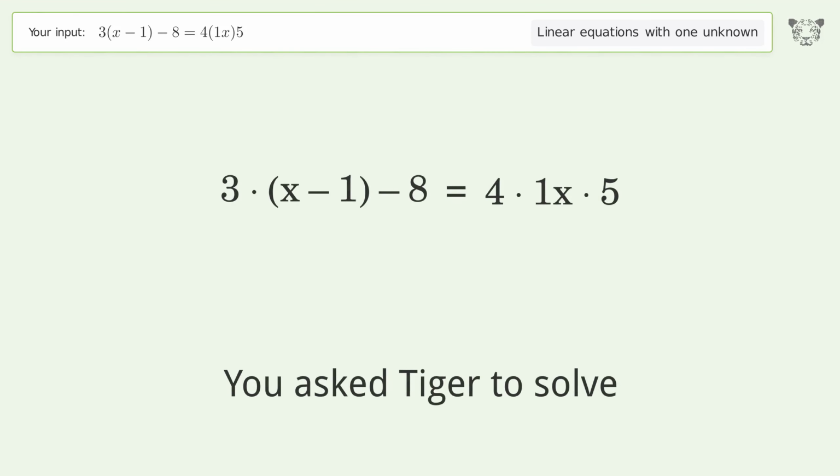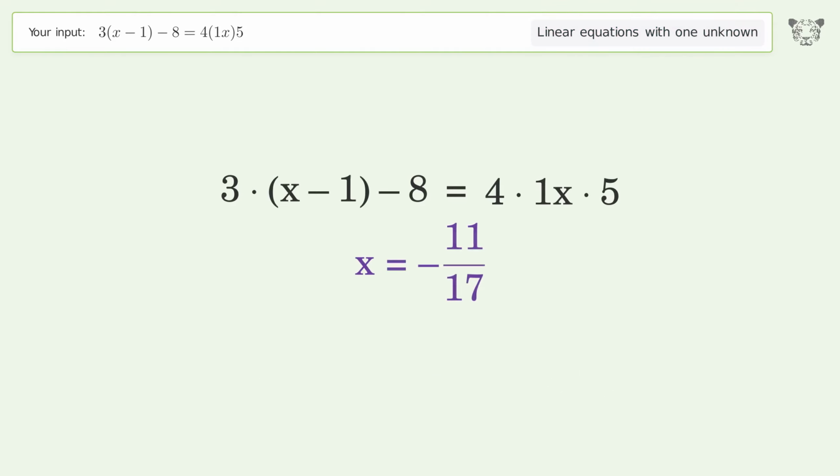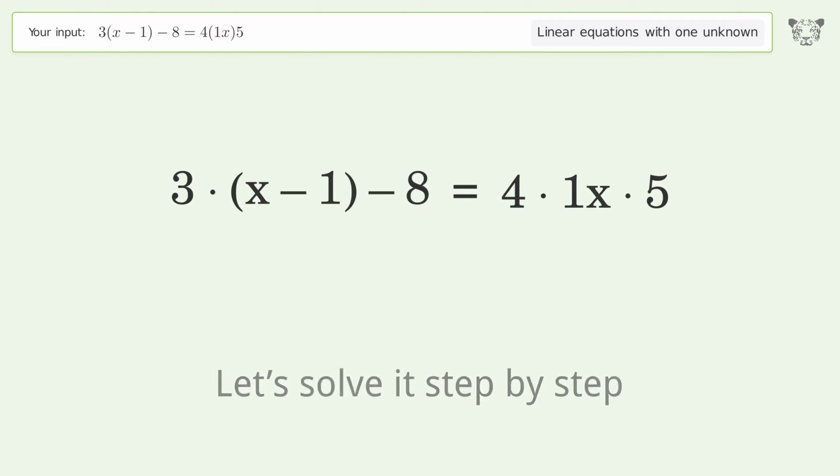You ask Tiger to solve. This deals with linear equations with one unknown. The final result is x equals -11/17. Let's solve it step by step.